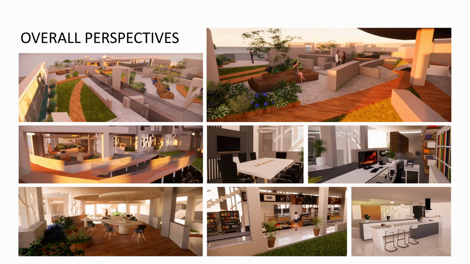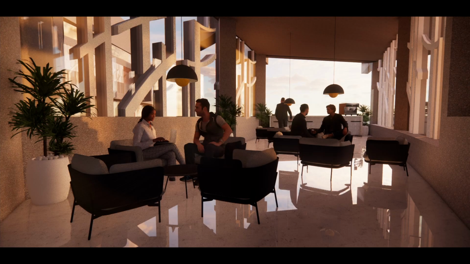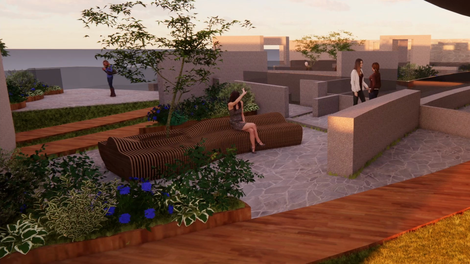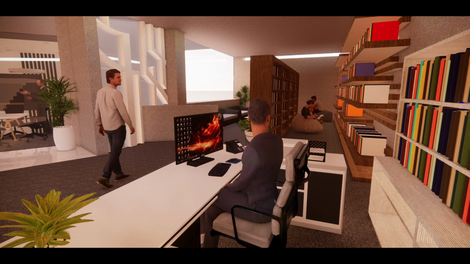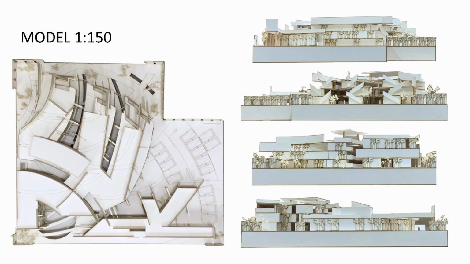These are the rendering perspectives that help to explain how the occupants can use each space, especially in common areas like the lobby, shared kitchen, rooftop garden, library, and meeting rooms. Finally, here's the 3D model we made at the scale of 1 to 150 of the Amalgamate Residence.